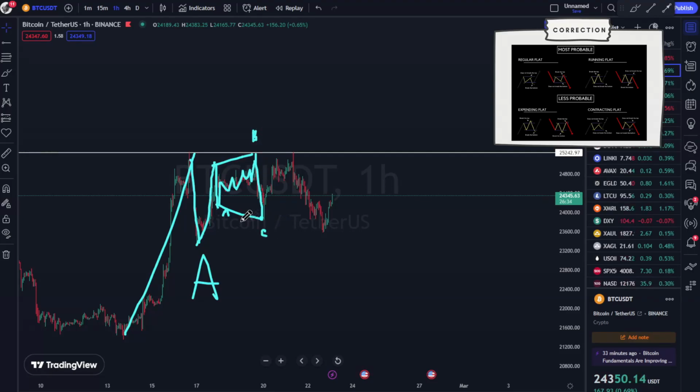So I'm writing really small because I know that this is an expanding flat, this is an impulse, and what comes after a correction? Another impulse to at least what? Break that top. So we tagged it and we came back down, which is normal, because in those types of ranges sometimes you tag them and you go back down, and also normal because you didn't complete this bigger move.